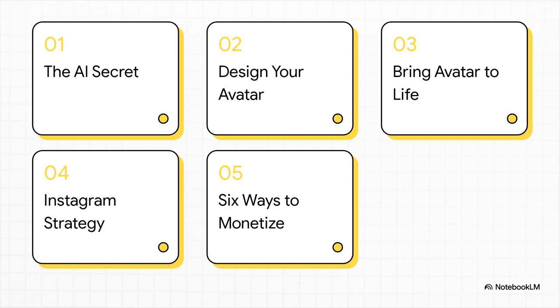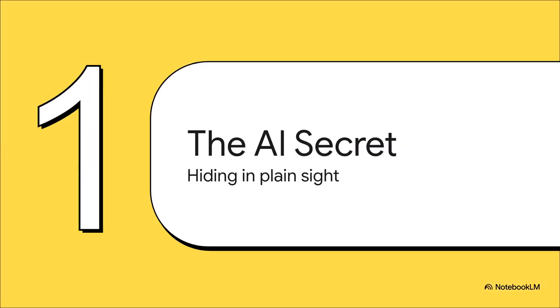Okay, let's look at our agenda for today. 1. The AI influencer's secret. 2. Designing your AI avatar. 3. Bringing the avatar to life. 4. Launching your Instagram strategy. And 5. 6 ways to monetize. Let's jump right in. Section 1.